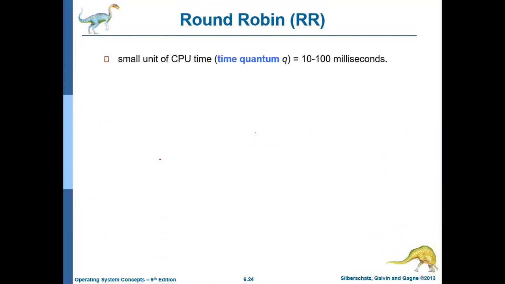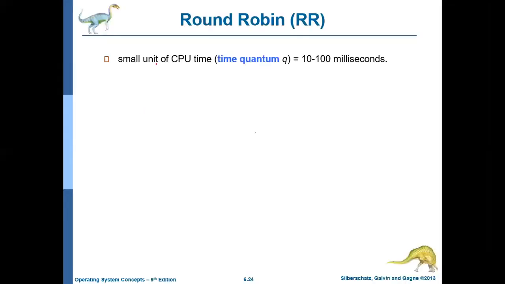So basically here every process will get an equal amount of CPU time, and that is called the time quantum. Typically the time quantum will be equal to 10 to 100 milliseconds.